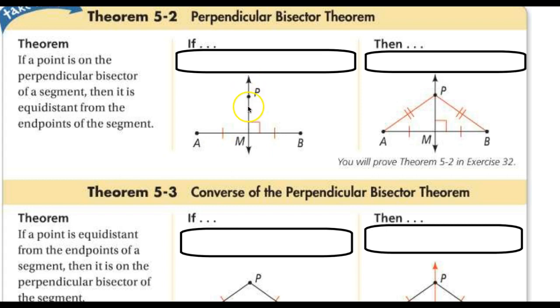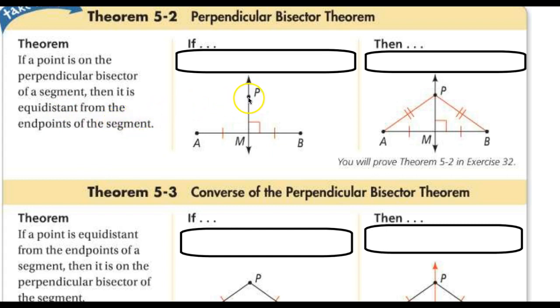So here I have a line PM, and it is dividing AB into two congruent parts, and it's meeting at a right angle. So what does it say then? It says then it is equidistant from the endpoints of the segment. It's talking about a point. In this case, our point is P, is the same distance away from A as it is from B. That's what that word equidistant means, equal distances.